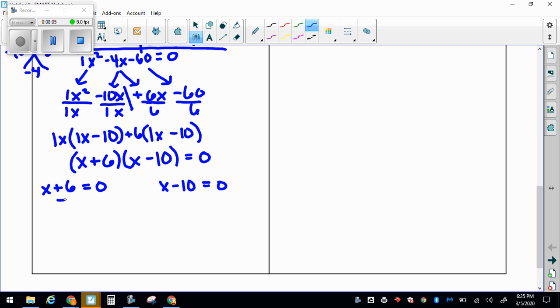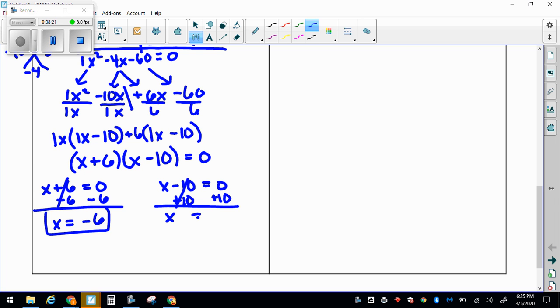The opposite of plus 6 is minus 6, and I get x equals negative 6. With nothing out in front, a 1 out in front, but 1s are allowed to disappear. Over here, I can plus 10 on both sides, and I get x equals 10. And so I'm going to draw my squiggle brackets. Negative 6 and positive 10 would be my answers. And go ahead and try the last problem and turn it in when you're finished.